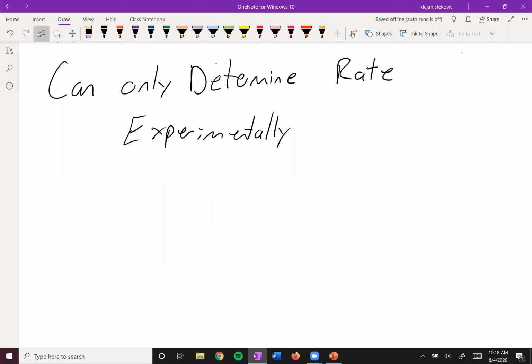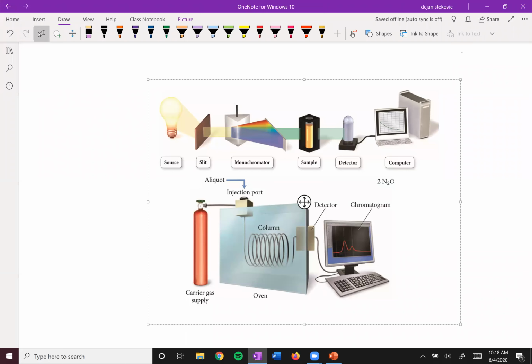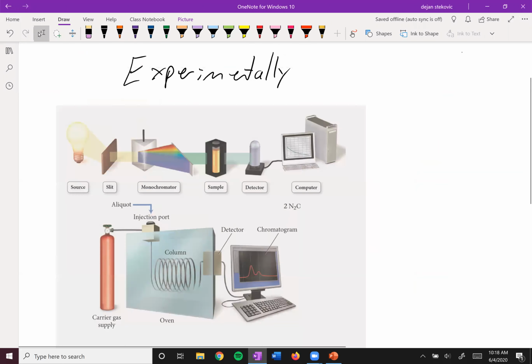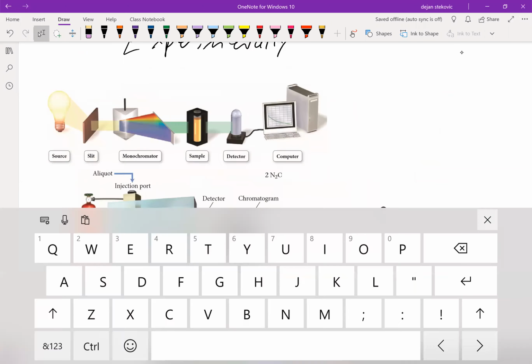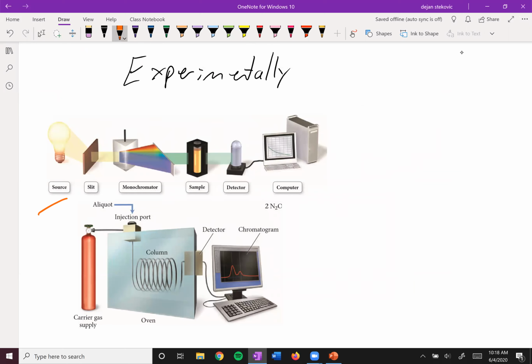So let's take a look at two common ways we watch a reaction to see how fast it is going. The first one, in this top picture over here, put a little divider here, right? On this top picture here is spectroscopy.